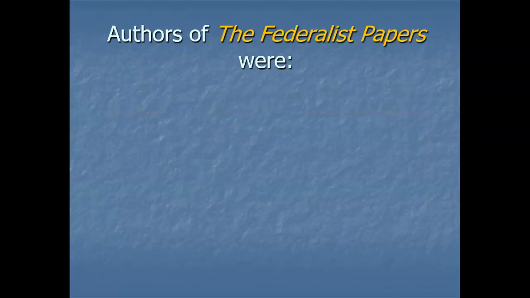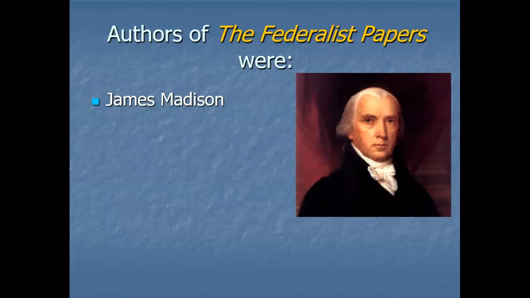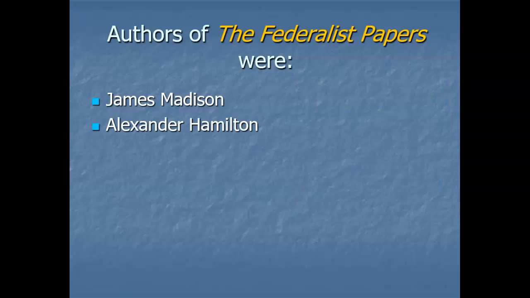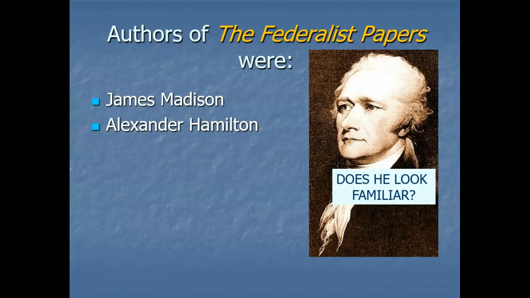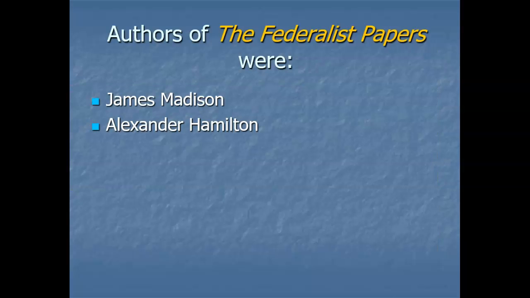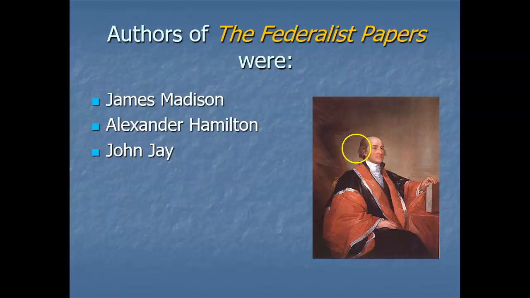The authors are James Madison, the father of the Constitution, who writes some. Hamilton, everybody knows what Hamilton looks like. And then John Jay, the same guy we talked about before, working things out with the Spanish. He will also go on to become our first Chief Justice. So these are the men who wrote the Federalist Papers.